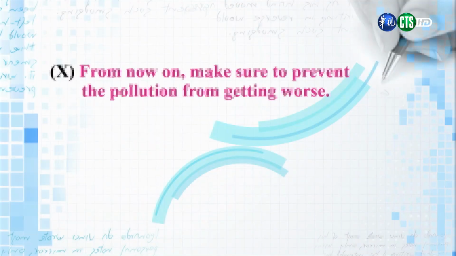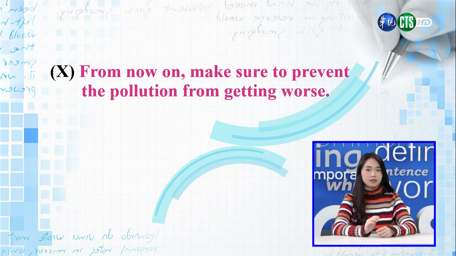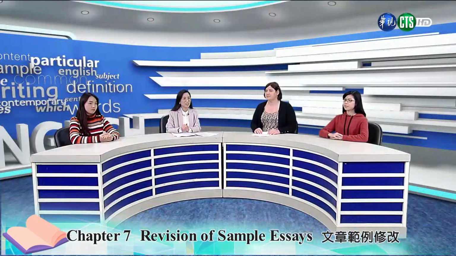The final sentence goes, from now on, make sure to prevent the pollution from getting worse. I think the last sentence could be completely removed. 最后一个句子应该把它完全移除。I agree. 同意哦。What are the overall strengths and weaknesses of this essay? 那整体来说，同学们，你们觉得这篇文章它的优点跟缺点各是什么？I think the writer should definitely proofread.